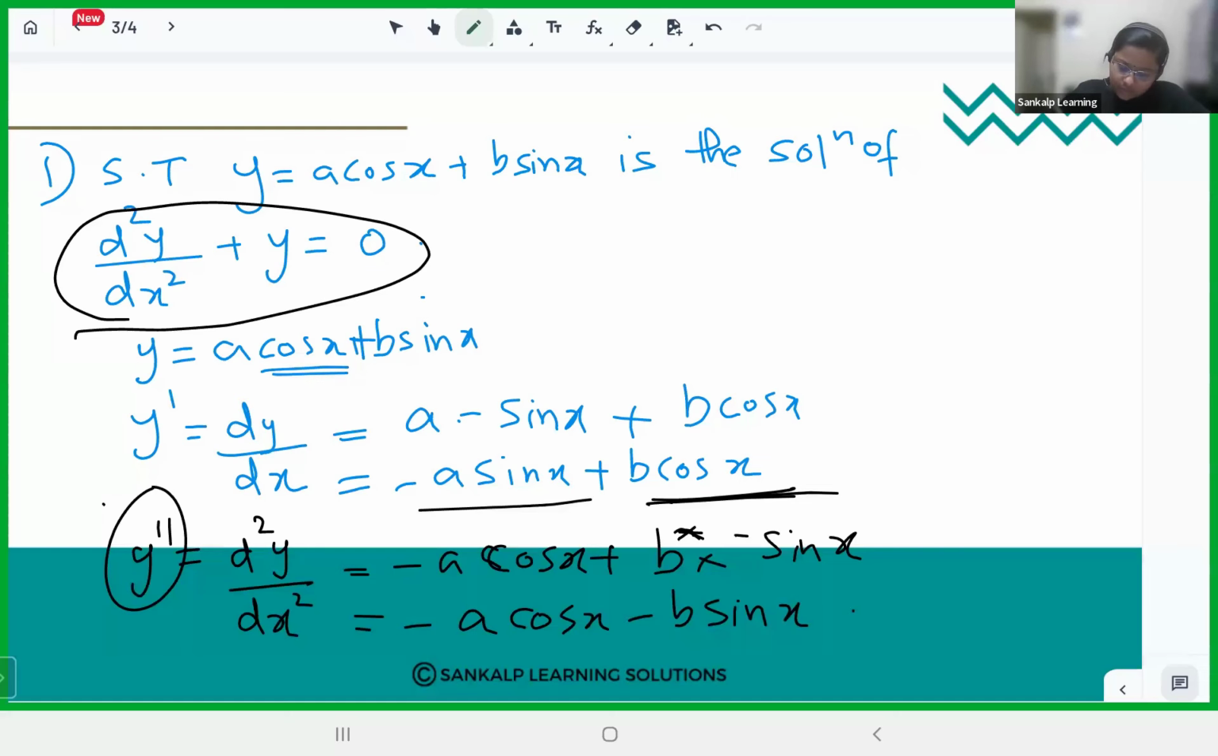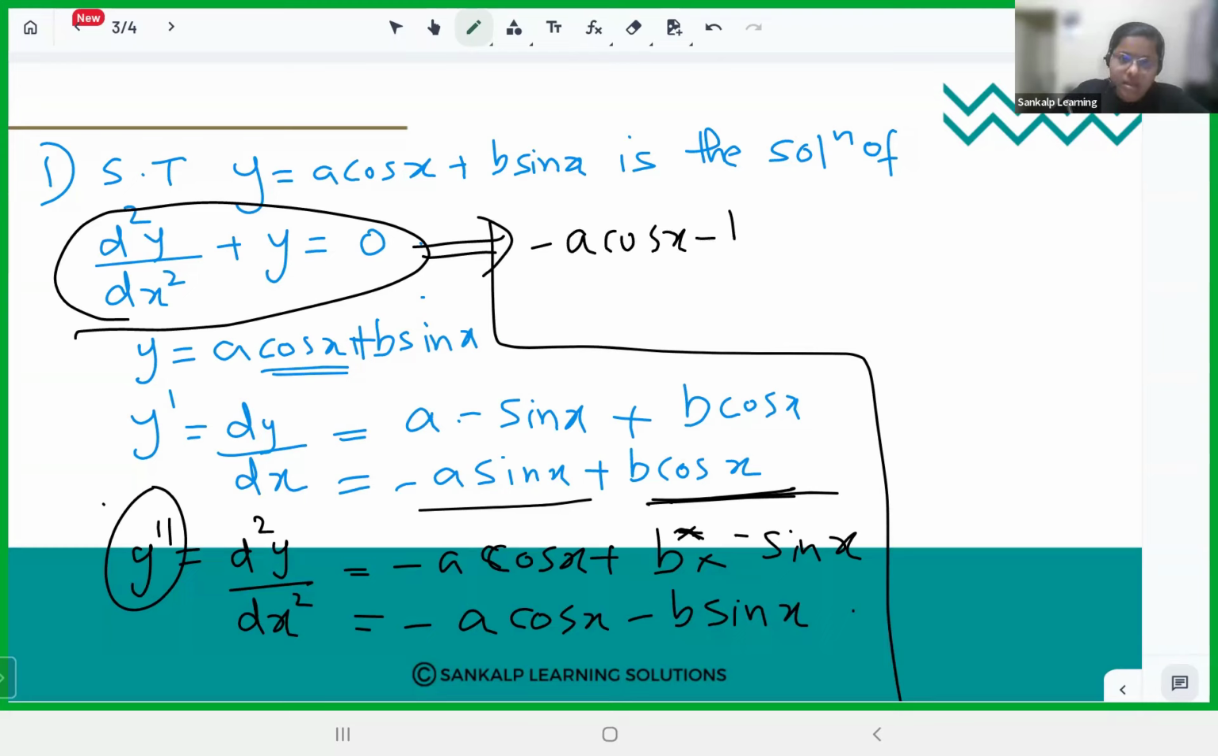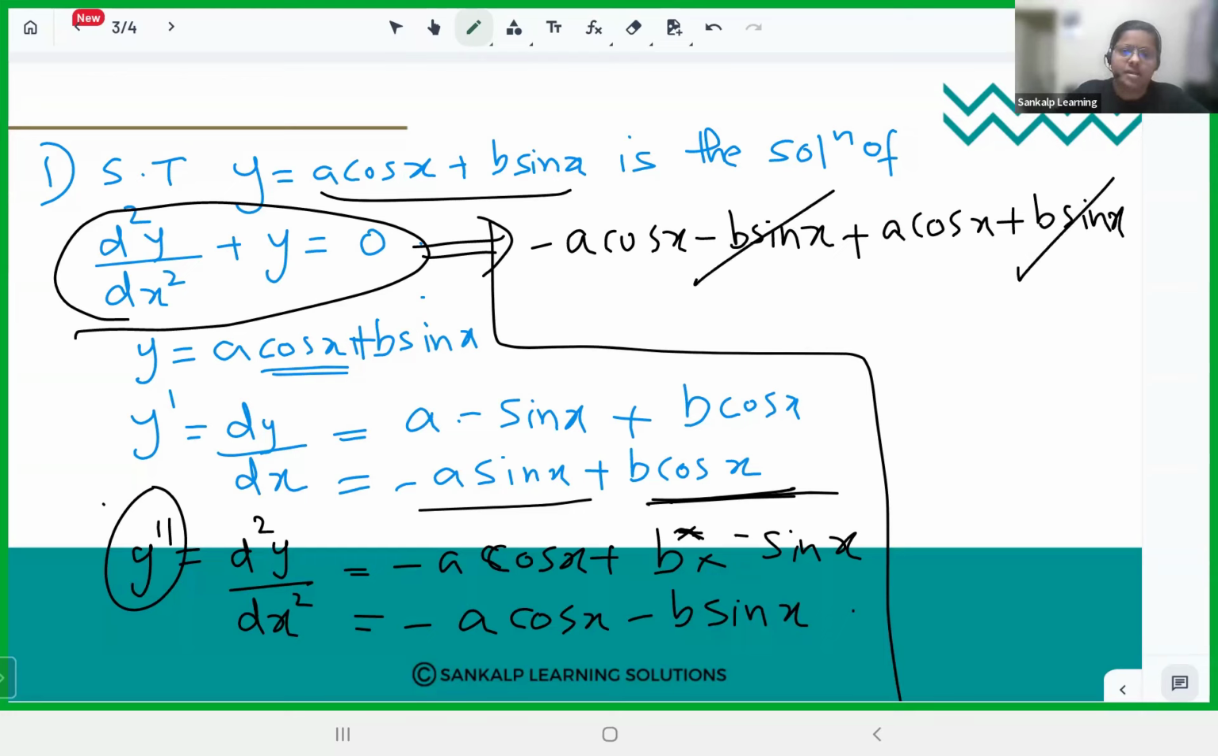Now we can substitute this value in our differential equation. So I'm going to substitute that value: minus a cos x minus b sin x plus y. What is our y? Y is a cos x plus b sin x. Minus b sin x and plus b sin x get cancelled. Minus a cos x and plus a cos x get cancelled. This is equal to 0. That is equal to RHS.